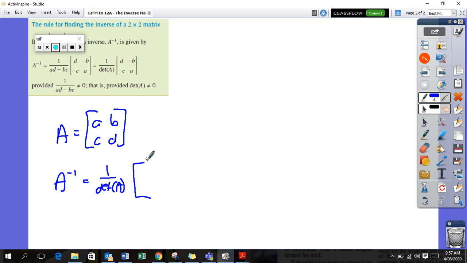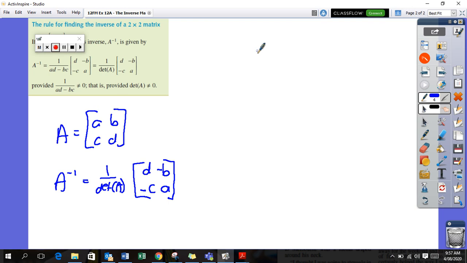We're also going to do a couple of other things. We switch these two numbers around, so we switch the a and the d, and the b and the c, their sign changes to a negative. They stay in the same place, but their sign changes.